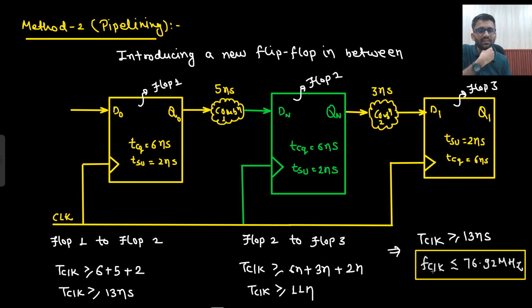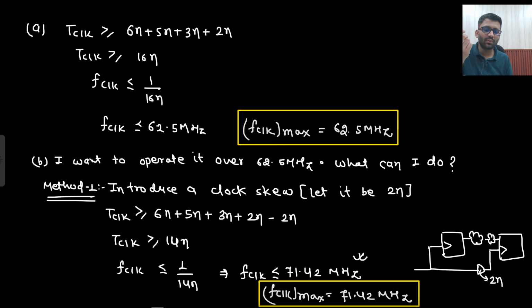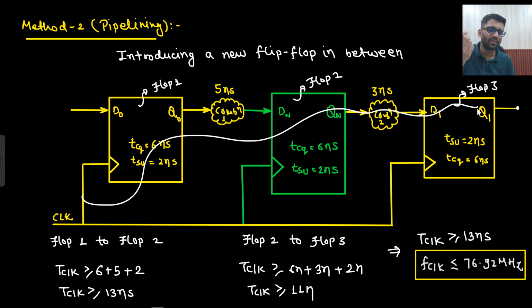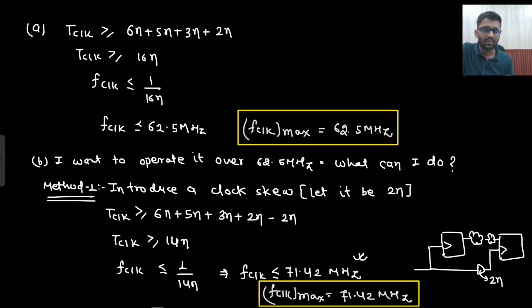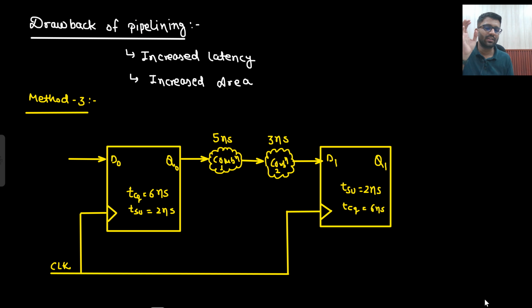But what is the catch here? Latency will be increased. Let's say I was collecting my final output here. Previously it had to go through this much delay, and now it will have to go through this much delay. So latency has increased. Also the area is increased because you are introducing another flop. Although you can now run your circuit at a higher frequency, where before the maximum was 62.5 megahertz, the latency and the area have increased. So these are the drawbacks.